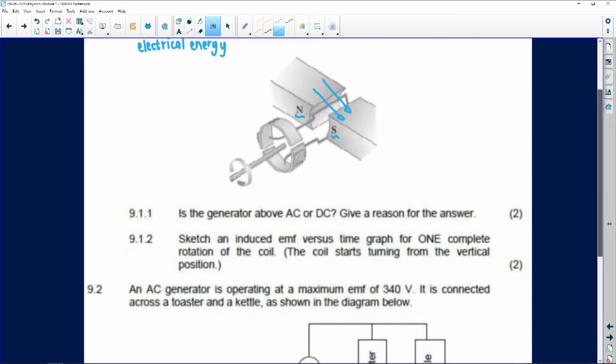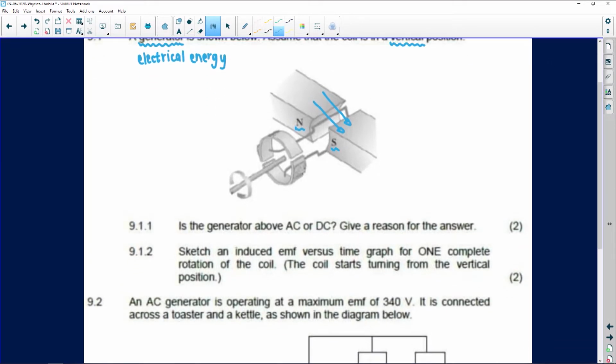Now they're asking us a question here. Is this generator above an AC or a DC, and give a reason for your answer? We have 2 marks. What are the examiners looking for? They want you to say whether it's DC or AC, and then to say why. Going back to Mpendulo's question, where we looked at the differences and principles between AC and DC, one of the biggest things is that they both use Faraday's law and convert mechanical energy into electrical energy, but the biggest difference is the different components or parts that make it AC or DC. So let's answer this question.